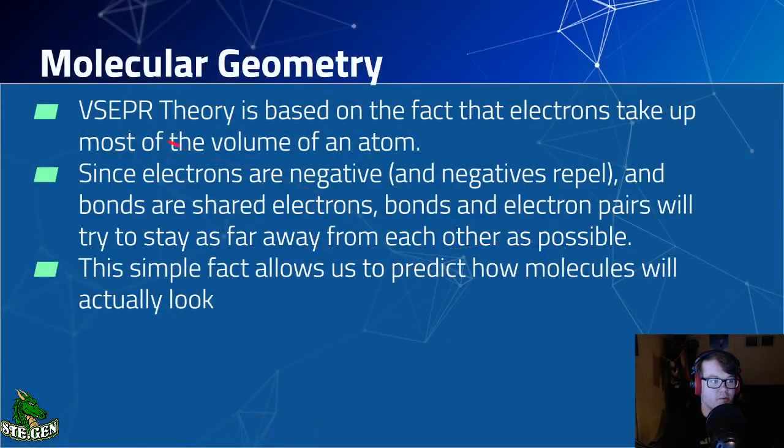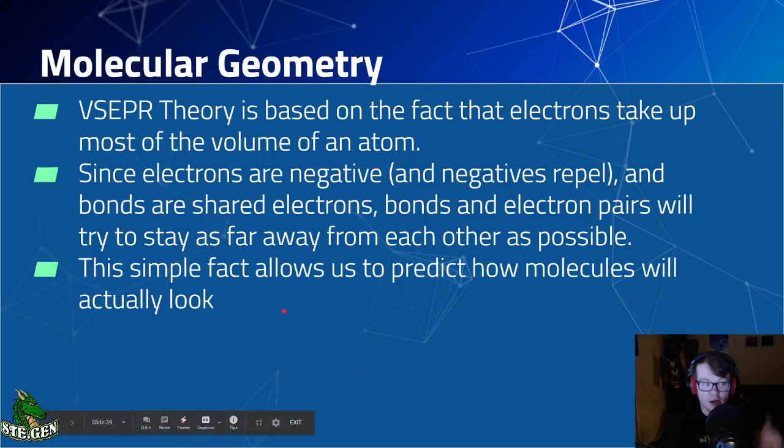So VSEPR theory is based on the fact that electrons actually have to take up space, and they take up most of the volume of an atom, but because they're negatives, and a negative will repel each other, bonds of shared electrons, that means that bonds and electron pairs are going to try to stay as far away from each other as possible. And because we know that there's this 3D sphere, if we know how many bonds and how many pairs they are, we can predict the optimal position they can be in to where they don't interfere with each other and they can actually stay a certain amount of distance away.